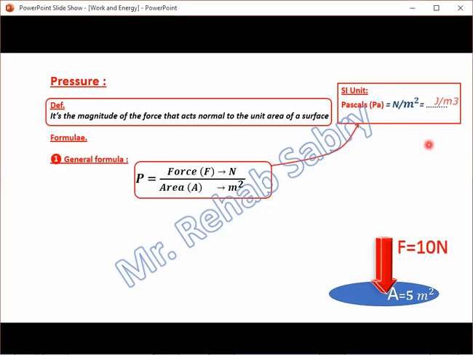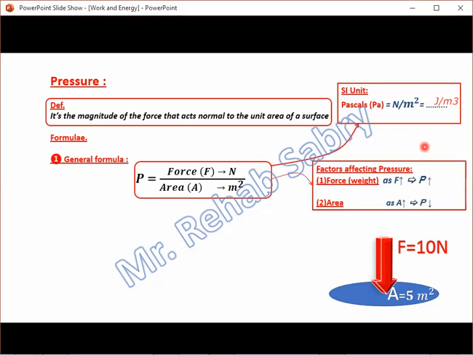Let's talk about the factors affecting the pressure. From this formula, we can easily find the factors. The factors are, number one, the force, the applied force. Number two, the area. By the way, this force may be the weight. For example, if you put a book on a table, if I ask you how can you find the force that the book affects the table, you can say that the force that the book affects the table is the weight of the book. Okay, so the force may be the weight.